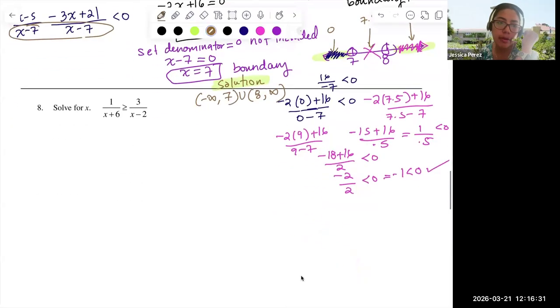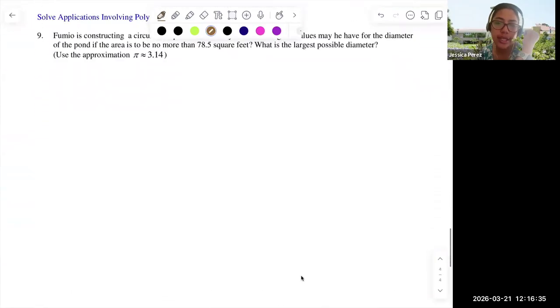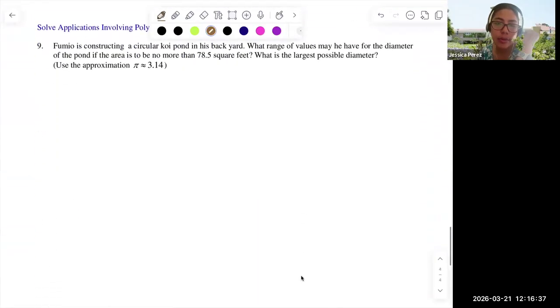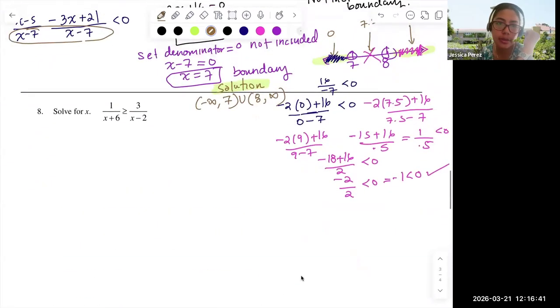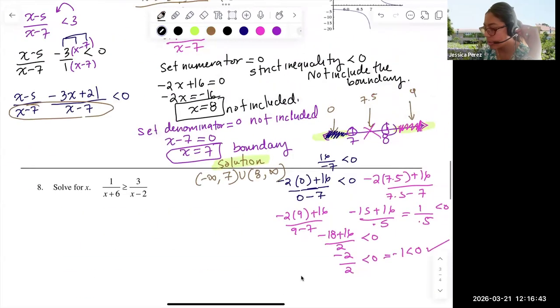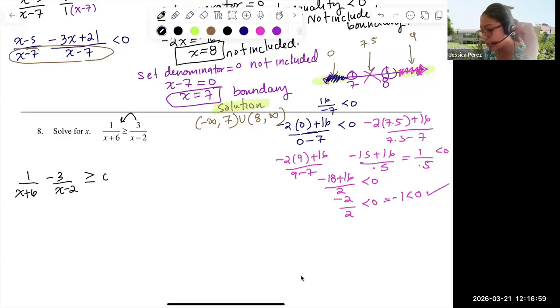So we're going to do the same thing for question number 8, and then we'll finish question 9. And then we have one more, and that's going to be the end of section 2.6. Alrighty, so let's do question 8. For question 8, we want to move one side or the other. It doesn't really matter which one. So it's 1 over x plus 6 minus 3 over x minus 2 to be, in this case, greater than or equal to 0.